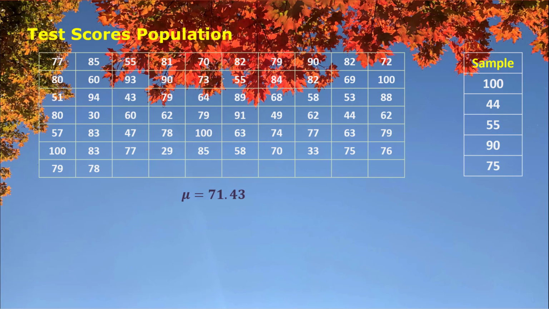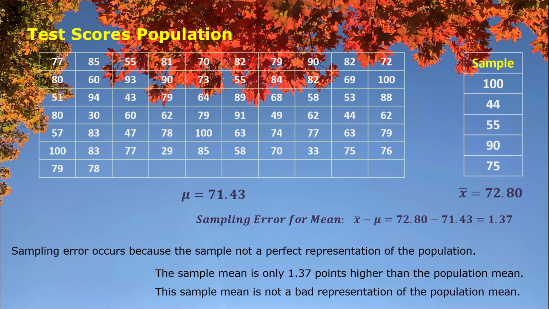Then we show what we did. Randomly pick 5 scores as a sample. And then we have the sample mean. The sample mean is different from the population mean. We have sampling error from this sample. The error is 1.37. The sample mean is only 1.37 points higher than the population mean. Considering that, say if we do not know the population mean, and then we use the sample mean to represent the population mean, it doesn't look too bad.